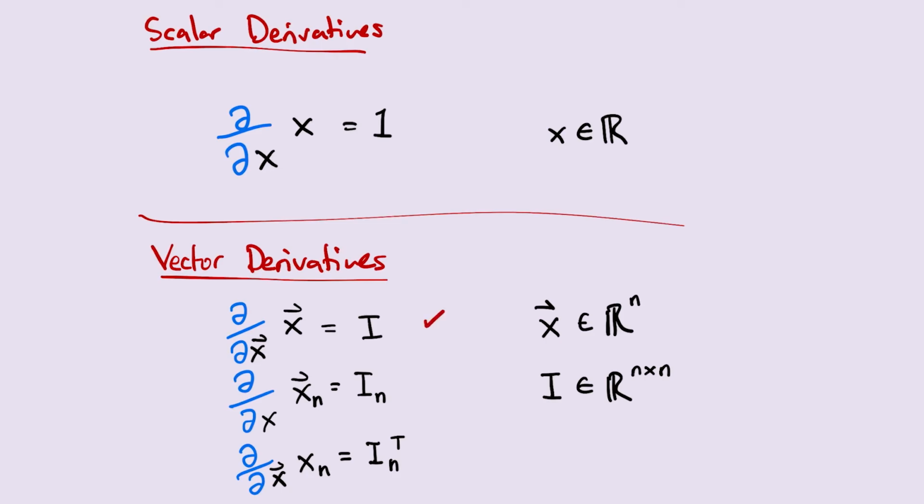I've shown 2 out of the 3 identities for producing I, or rows of I, or columns of I, but the third I can leave as an exercise. It's pretty simple to show.